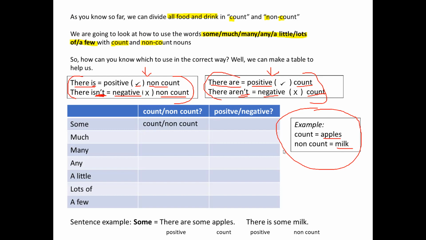To make it quicker for you, you can just say C and NC. That might just be easier. You can just write C and NC into the box. So we know both is okay to use with the word some.